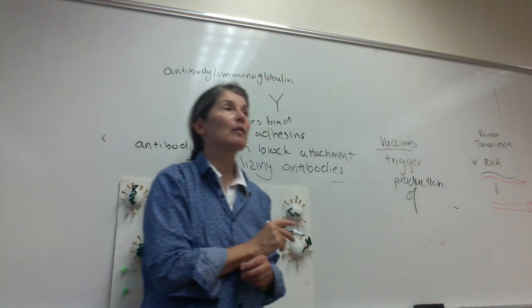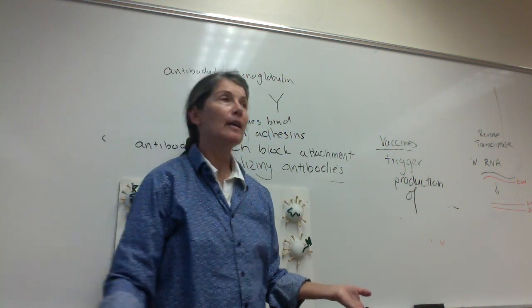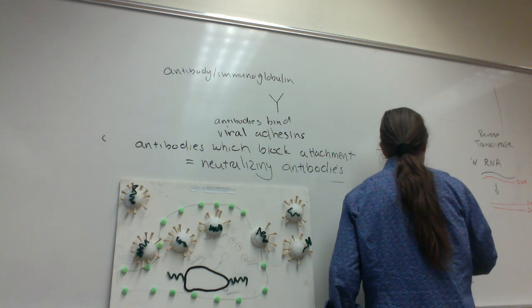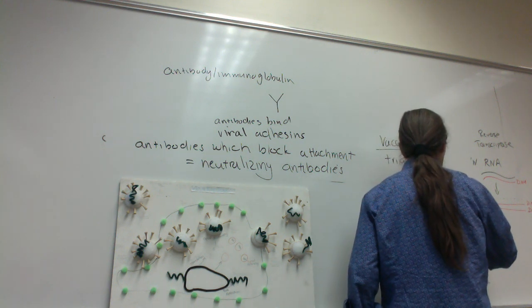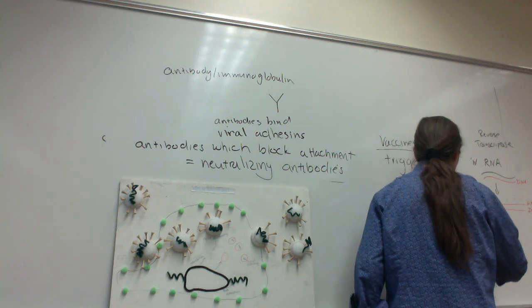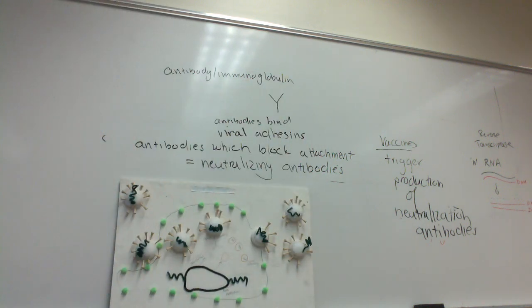Exactly, neutralizing antibodies, you guys. You block attachment, you block disease. Isn't that amazing? So that's a big goal, a big accomplishment of many of our vaccines: they're going to trigger your immune system to make neutralizing antibodies against that particular pathogen, against that particular toxin. Isn't that awesome? And isn't it elegant, you guys? That's what blows me away with nature.